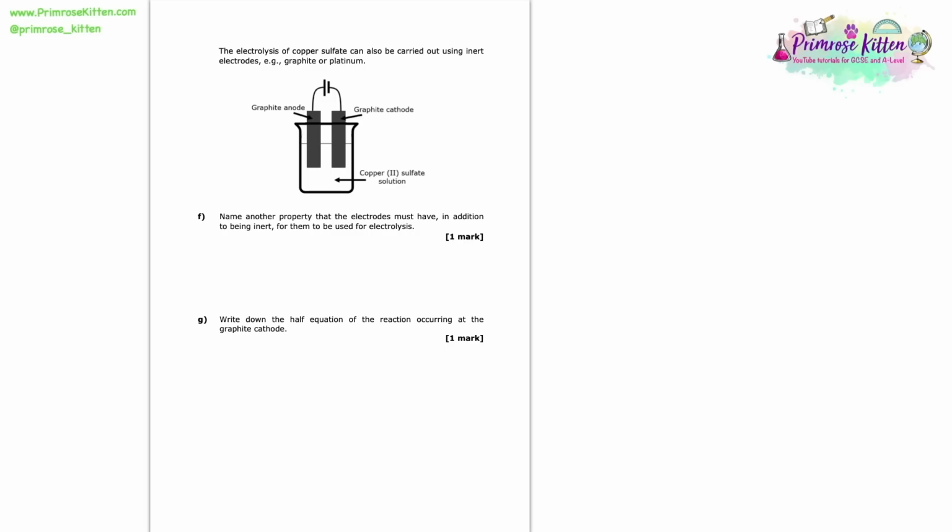Now we're going to name another property that the electrodes must have in addition to being inert for them to be used in electrolysis. Quite simply, they need to be conductors of electricity. Otherwise, nothing is going to happen in this reaction because they need to be there to complete the circuit. So that is our answer to part F.